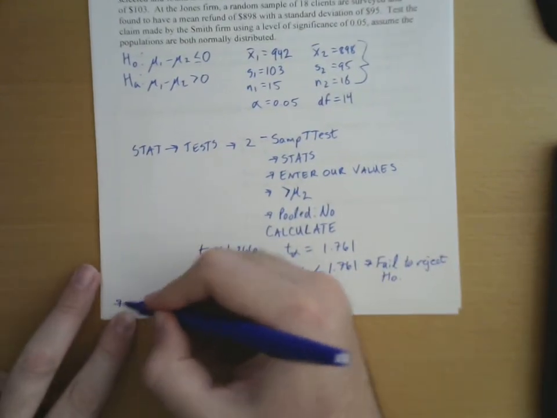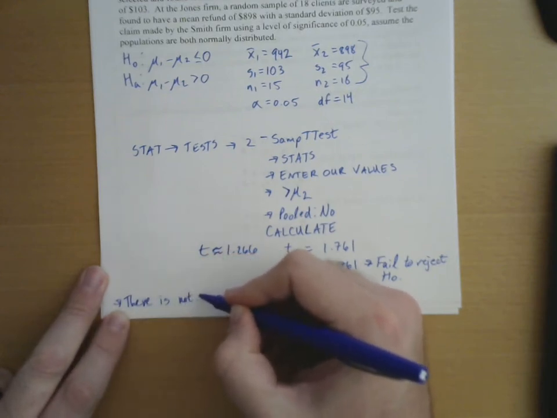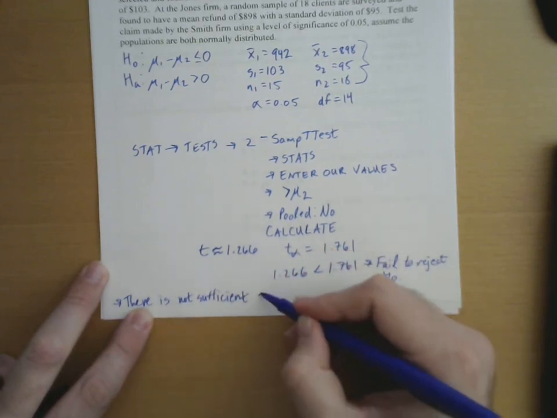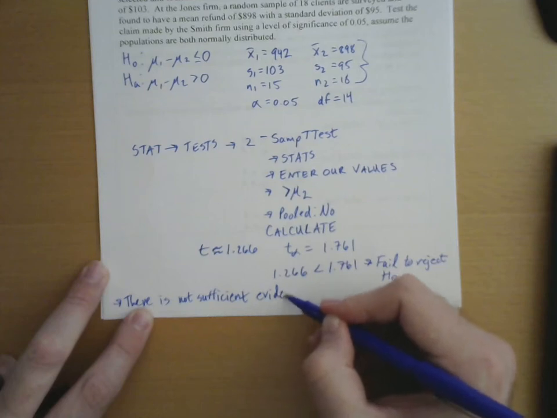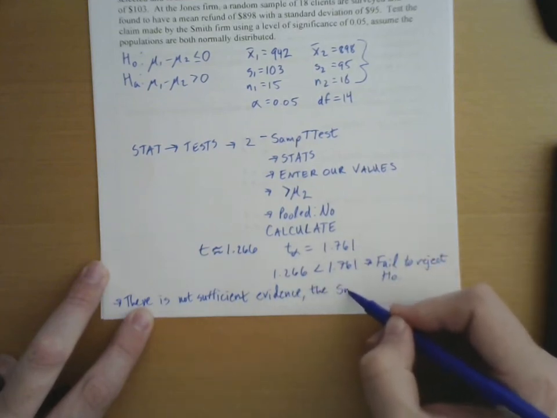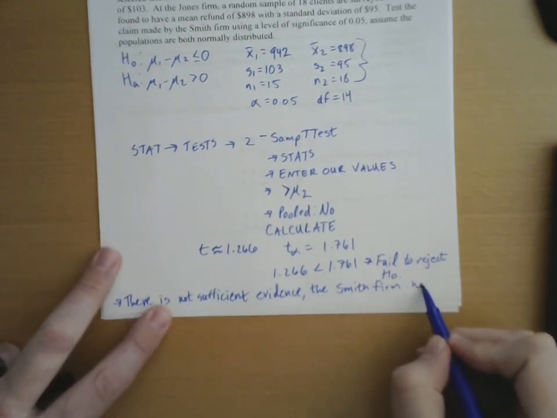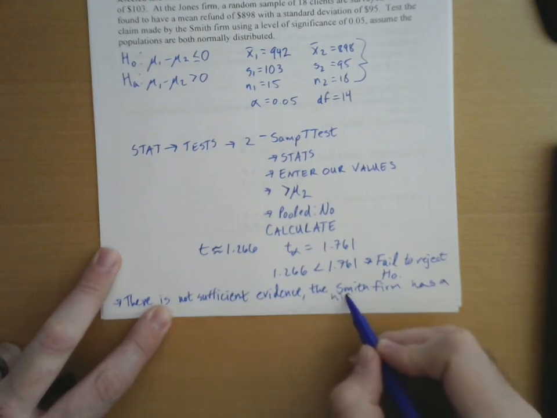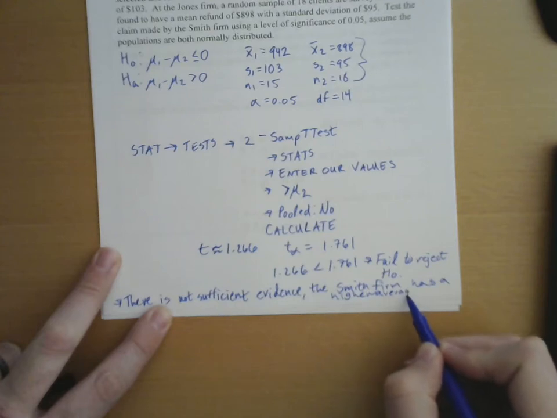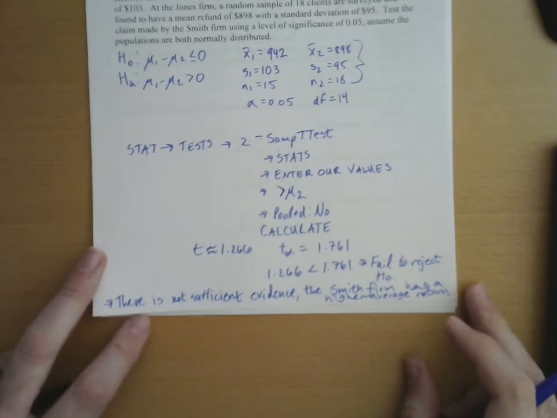And that means that there is not sufficient evidence that the Smith firm has a higher average, running out of space here, return or refund.